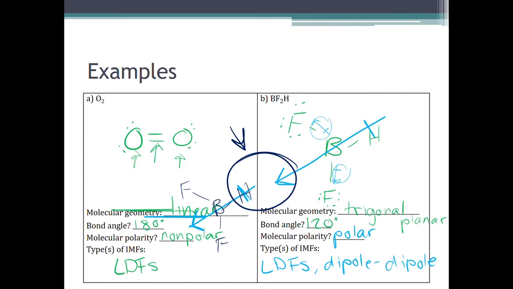All right, you've got a little bit of practice in your book, some multiple choice, some drawing in the Lewis structures and the dipoles. Go ahead and work through those. Check your answers on my website to make sure you've got it. And when you're ready to move on, unpause the video and we'll talk about how to measure IMFs.